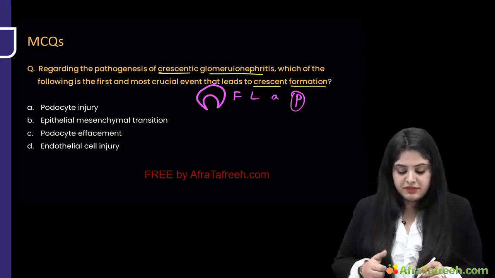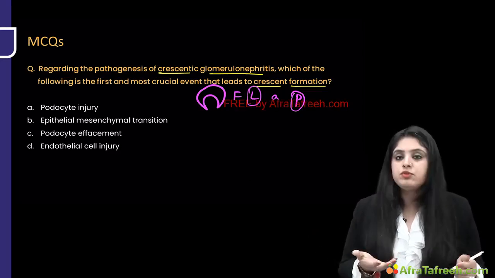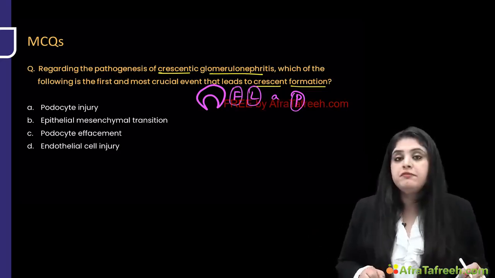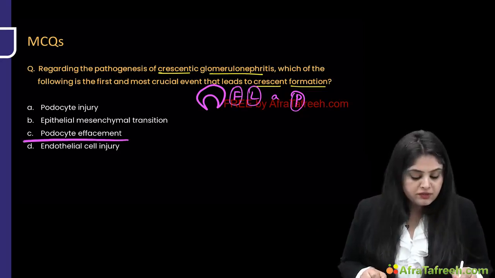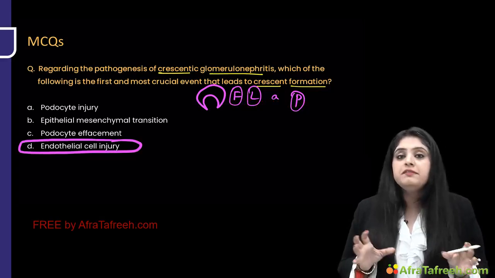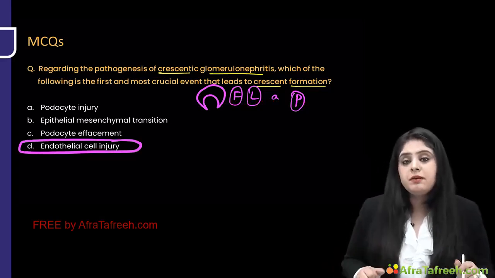Something has to start from inside. Leukocytes, there is no option of leukocytes. It was made up of fibrin also. Where is fibrin coming from? Fibrin will always come from blood vessels. Fibrin, fibrinogen, it will always come from blood vessels.